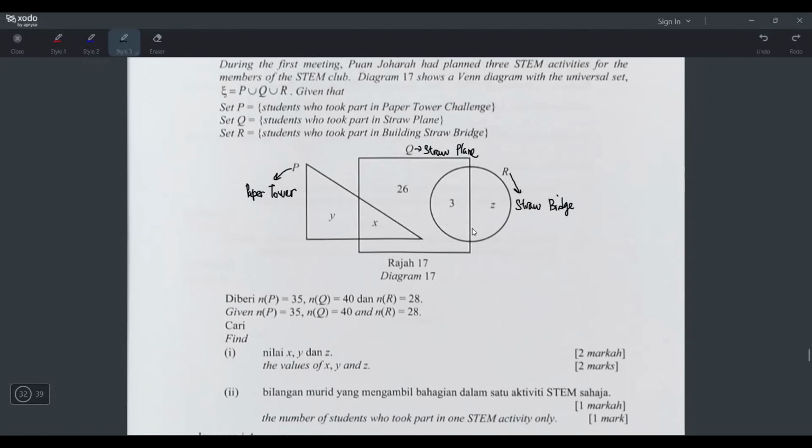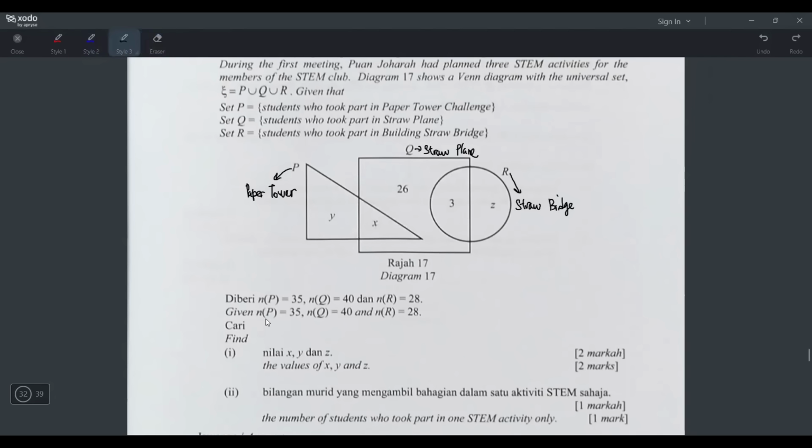Okay. Then sir, what about the intersection? Okay, the intersection is students yang took part in 2 activities lah. Dia ada 2 activities. Like for example, this one is straw plane and straw bridge. And bukan or. Okay. Yeah, because and is for intersection. Or is for union. So this is the intersection, the intersect region. So it's straw plane and straw bridge. And this intersection, this overlap is also for paper tower and straw plane.